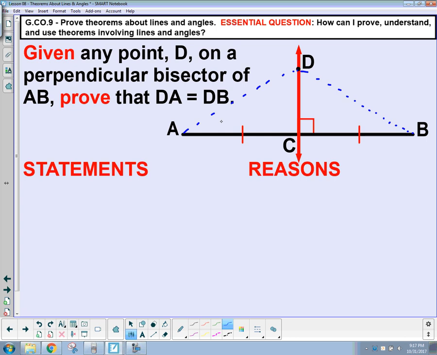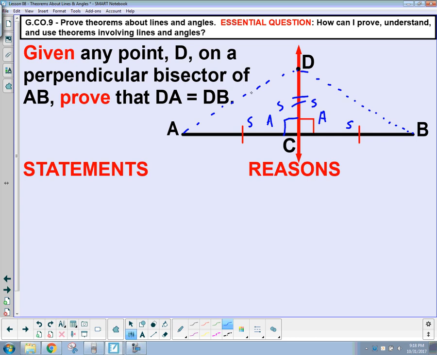We're going to say that since we have a perpendicular bisector, AC is congruent to CB. We have 90 degrees here, which means we'll also have 90 degrees here. And with the reflexive property, we can say these two triangles are congruent because of side-angle-side, so that works. Now that the triangles are congruent, we can say the corresponding parts are congruent. And that's what we're trying to prove.